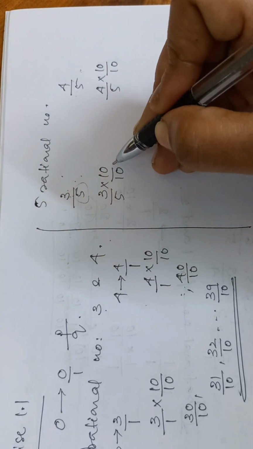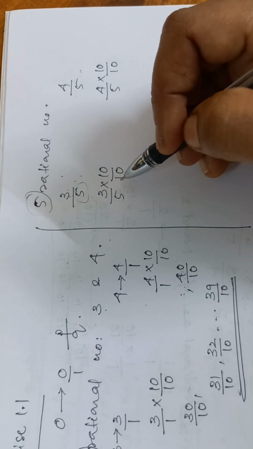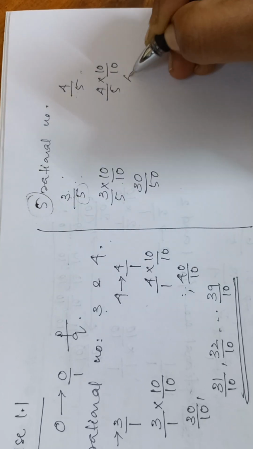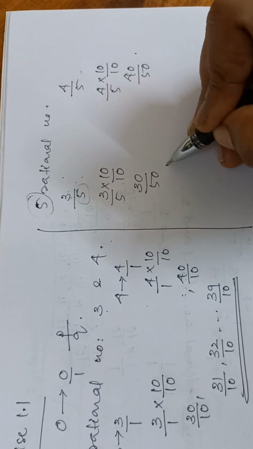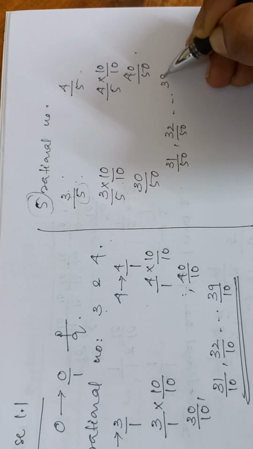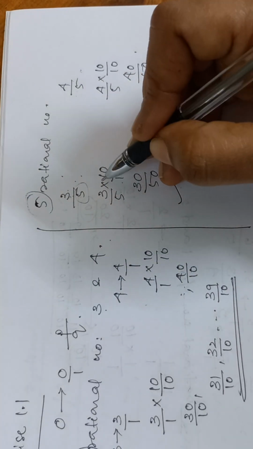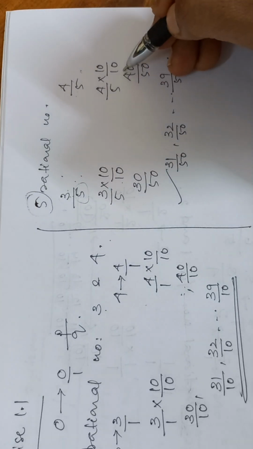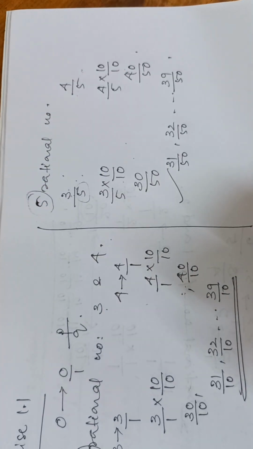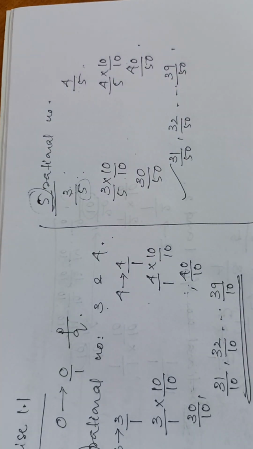We are multiplying the numerator and the denominator with a value which is greater than 5. As usual I take 10. Then it is 30 by 50 and 40 by 50. Then we get 31 by 50, 32 by 50 up to 39 by 50. This is the answer. You can take 100, then you get 300 by 500 and 400 by 500. Then 301 by 500, 302 by 500. That's the answer. So any number you can select, but it should be greater than the number of rational numbers you have to find.